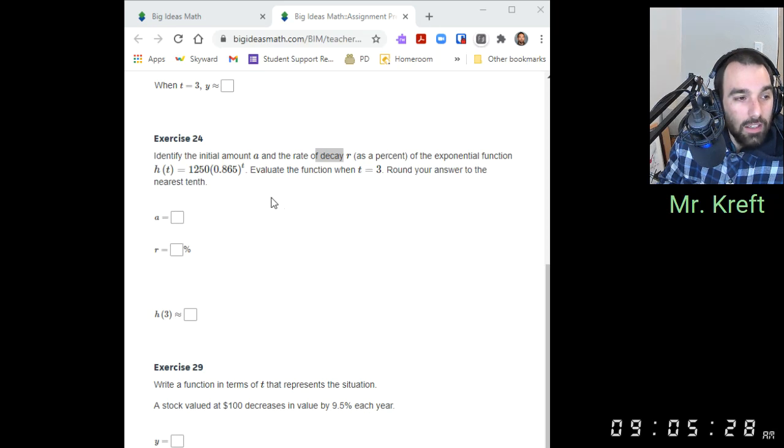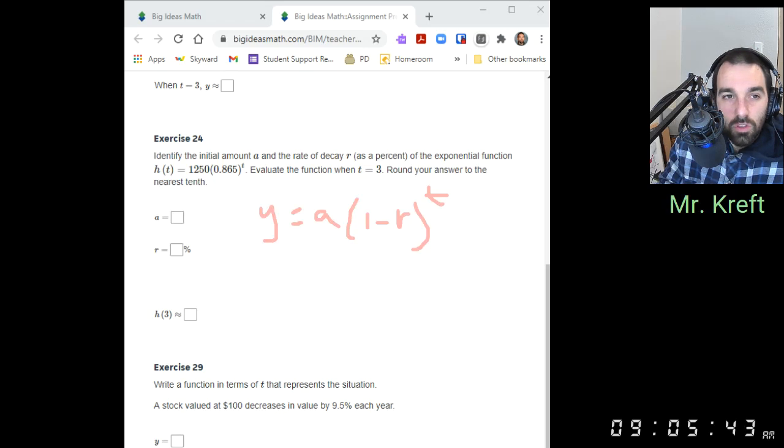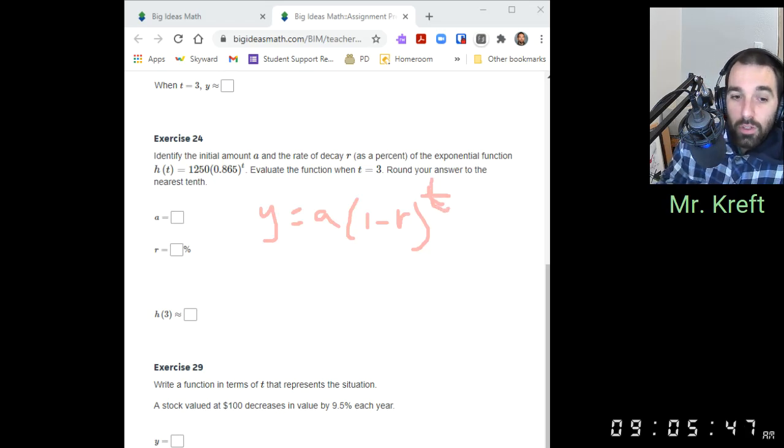The equation for decay is Y equals A times 1 minus R to the T. So that's decay. That's a terrible T, isn't it? There we go. So that is our equation for decay, and you want to have that in your notes, because remember, our final and all our homework is open notes.